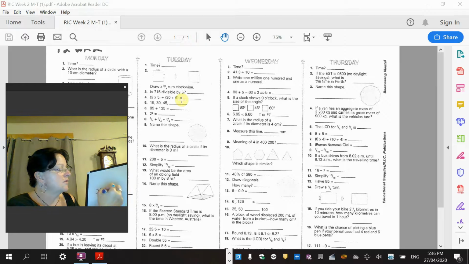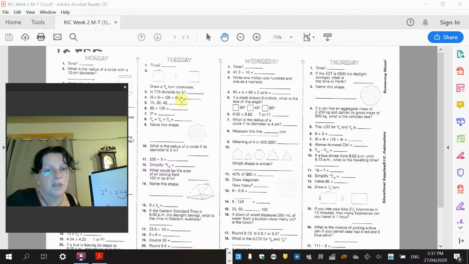2 to the power of 5 means that you are writing a 2 multiplied 5 times. 1, 2, 3, 4, 5, and you're saying 2 2s are 4, 4 2s are 8, 8 2s are 16, 16 times 2, and I'll give you a chance to write that down, and the answer is 32.